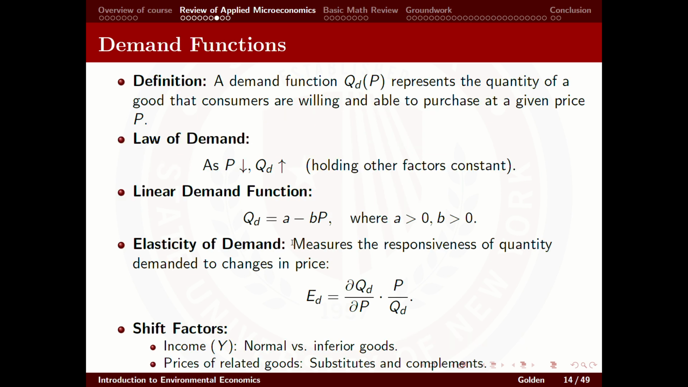A demand function is the opposite of the supply function. It's the downward sloping curve in the supply and demand curve. It represents the quantity of a good that consumers are willing to purchase at a given price P. As price goes down, quantity goes up. That's the law of demand.